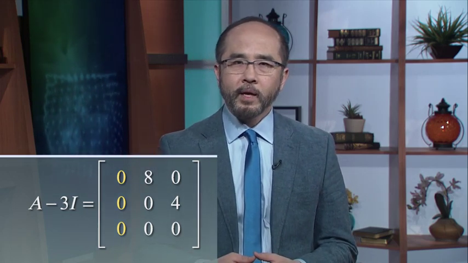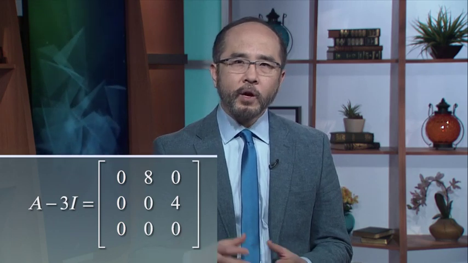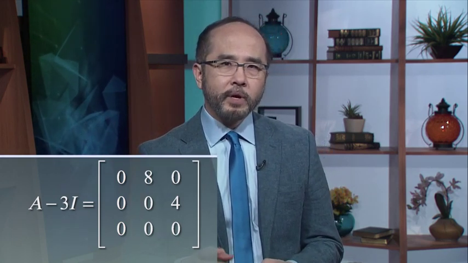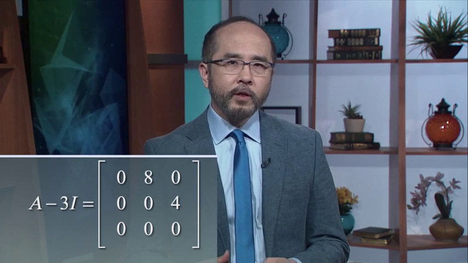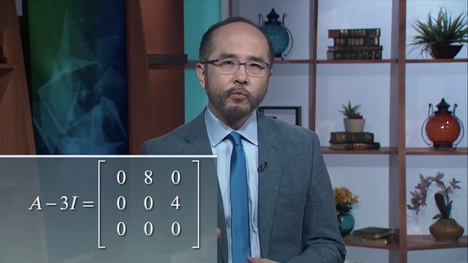However, notice that if the 8 in this matrix had been a 0, there would be 2 columns with no leading entry, and the nullity would be 2. And I claim that for any other upper triangular matrix A with eigenvalues 3, 3, 7, the nullity of A minus 3I is only ever going to be 1 or 2.